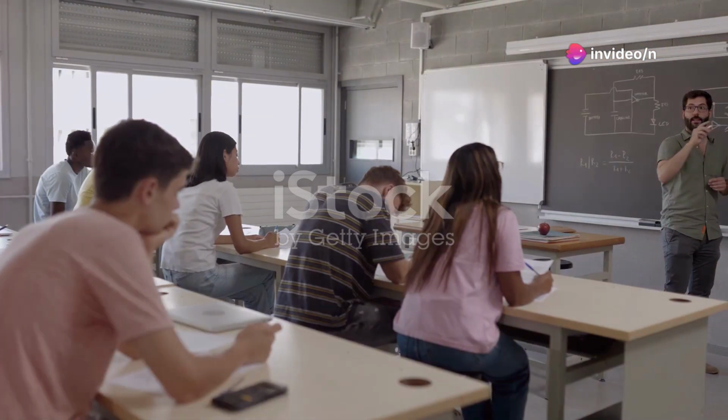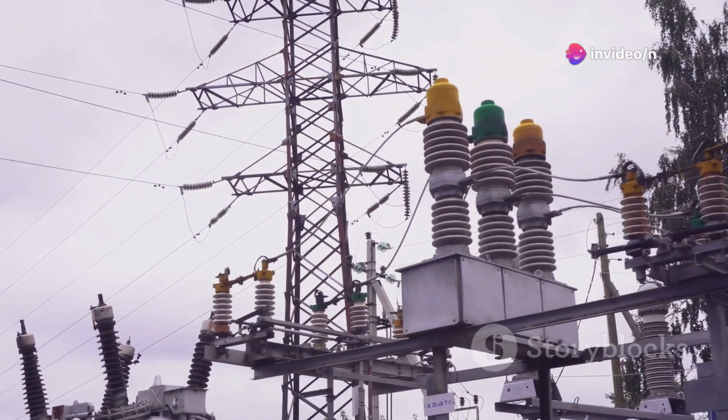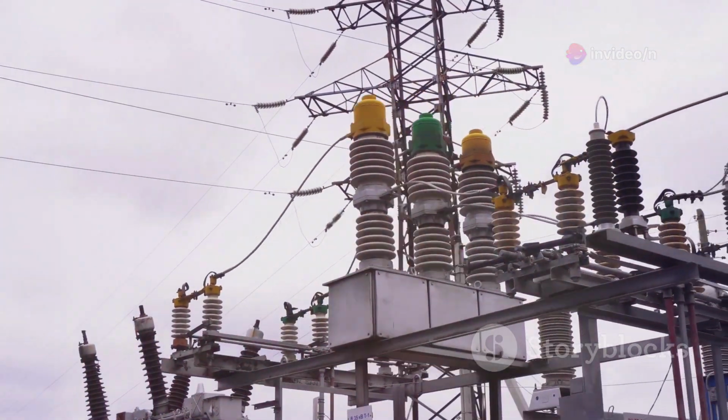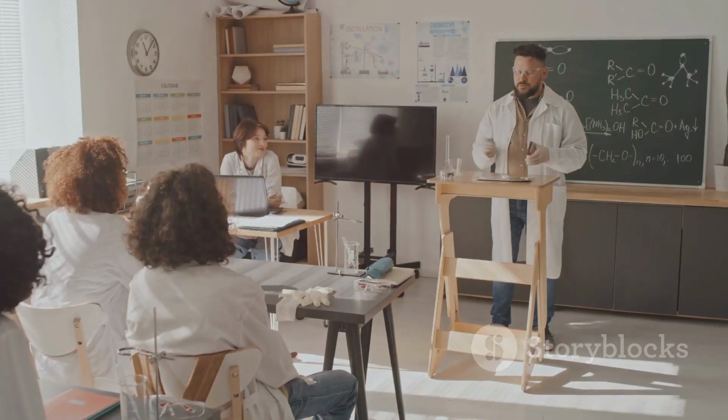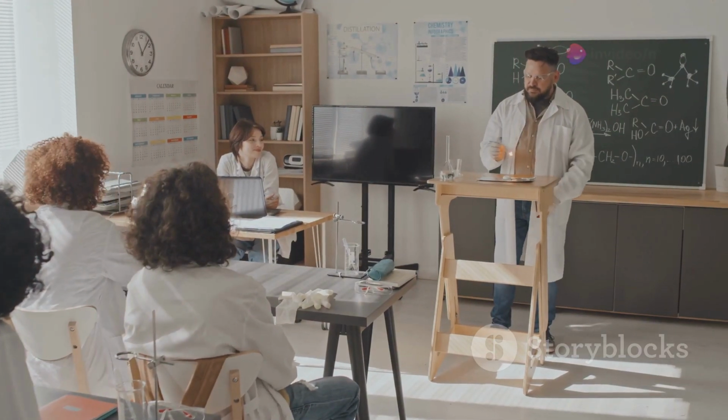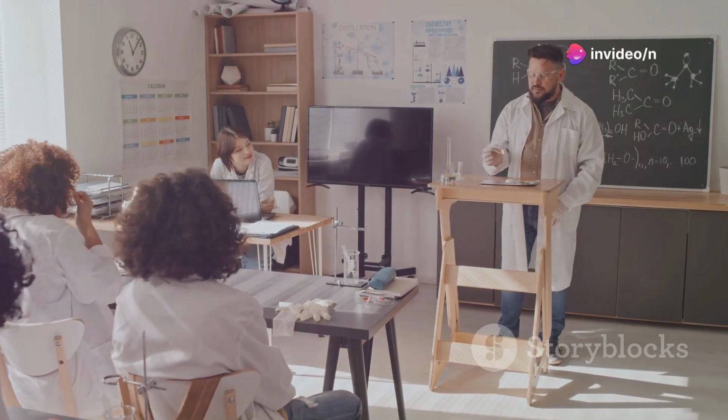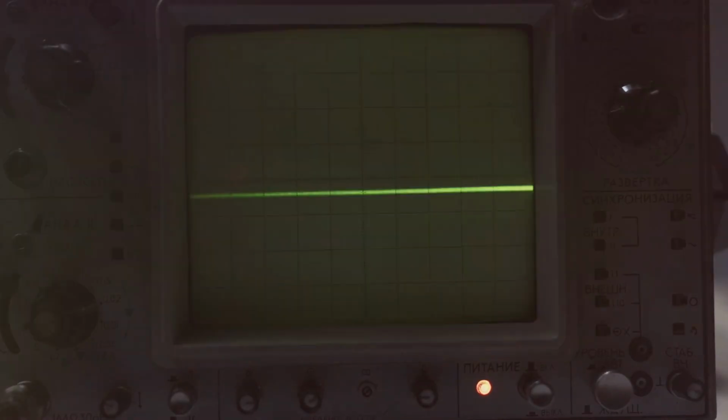Hey there, science fans! Today we're diving into the world of electricity with a focus on a crucial concept, RMS, which stands for root mean square. Now, RMS might sound a tad intimidating, but trust me, it's not as complex as it sounds. In simple terms, RMS is a way to measure the effective value of an alternating current, AC, or voltage.